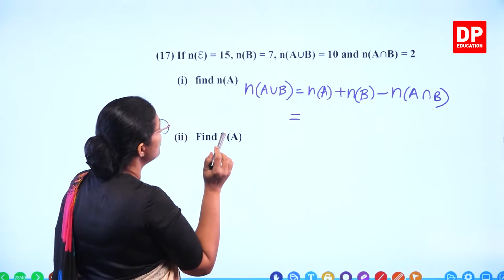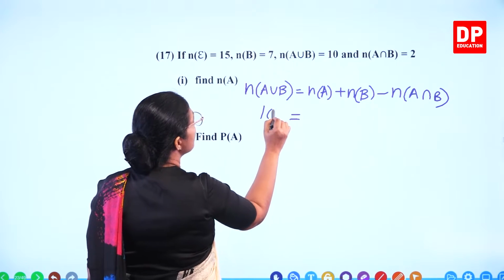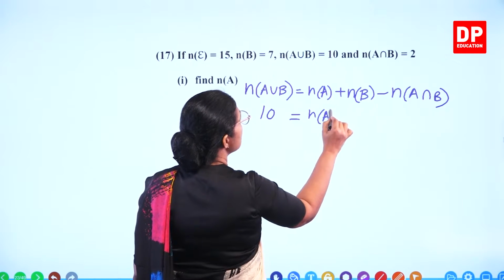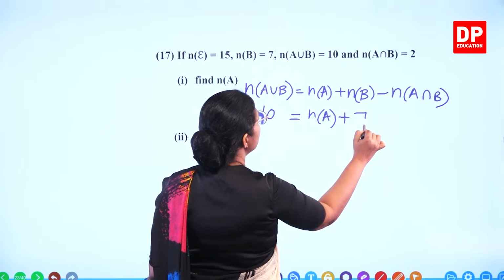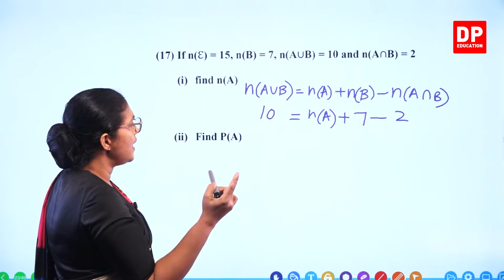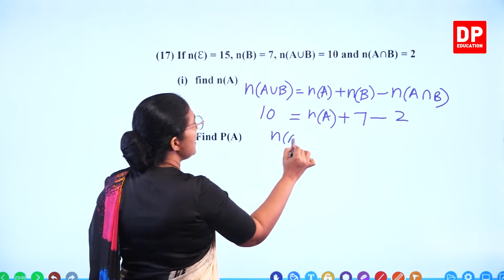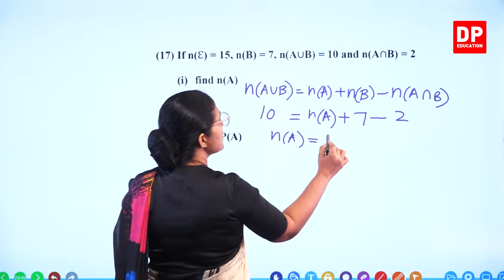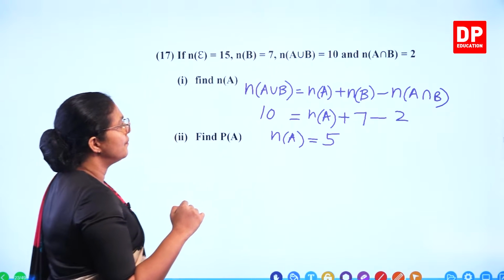You can substitute all the values and find NA. Union is equal to, that's 10. NA, you need to find. What is NB? 7. What is intersection? That's 2. Now simplify and find NA. NA equals 7 minus 2, 5. 10 minus 5 is 5.